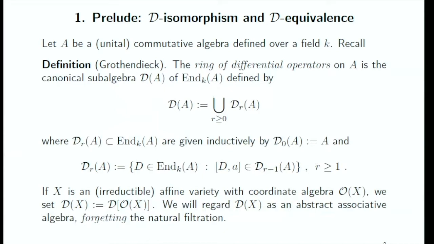This definition may look strange. You probably can imagine some other definitions, but the main observation is that this construction behaves nicely geometrically. For example, using this construction, you can sheafify differential operators, and you can define the sheaf of differential operators on an arbitrary quasi-projective variety. But in my talk, I will restrict to affine irreducible varieties. And in this case, the corresponding commutative algebra is just the ring of regular functions. And by D(X), I will denote this non-commutative algebra, this construction applied to the regular functions.